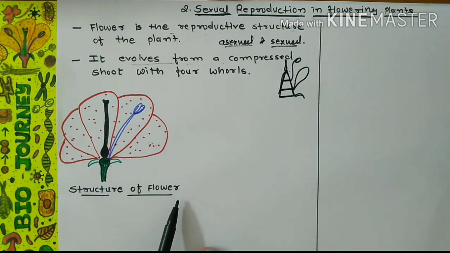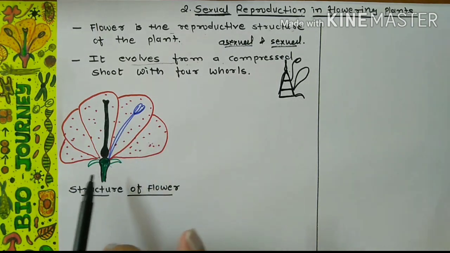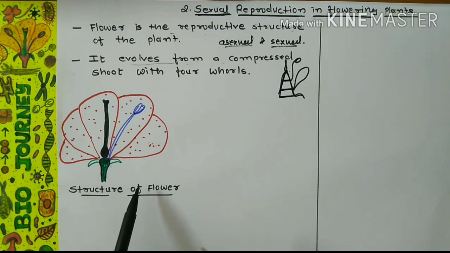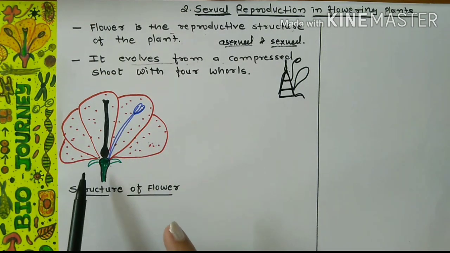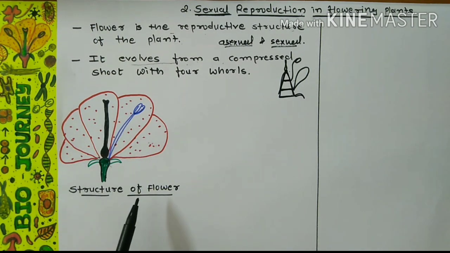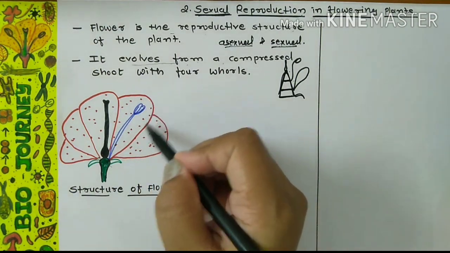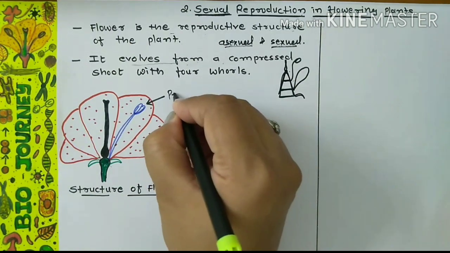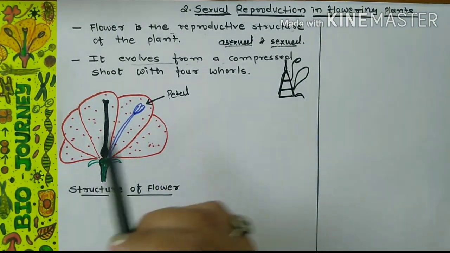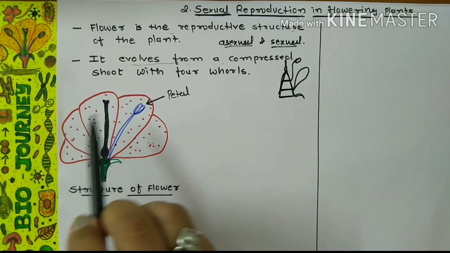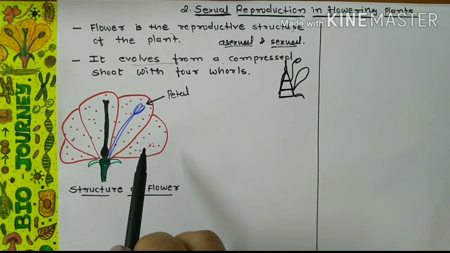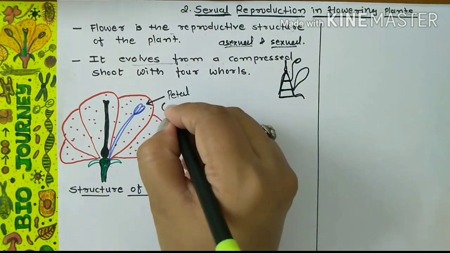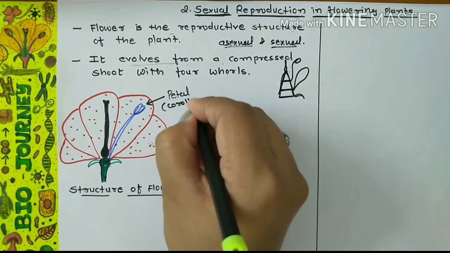Before we move on to the detailed process of sexual reproduction, we need to understand the structure of the flower. In this diagram you can see a bisexual flower. Let's see the different parts, or different rolls, of the flower. This red unit is known as a petal. There are many colorful petals in different flowers, and together they make one roll that is known as the corolla.